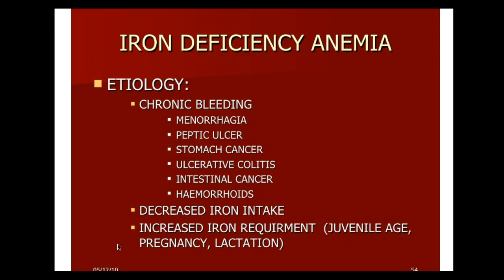GI bleed is the other most common reason. So ulcers, stomach cancer, because think about that. You can have some erosion, you're bleeding. Ulcerative colitis, intestinal cancer, hemorrhage. So these all are from the GI. Decreased iron intake. We don't see it too much in this country, but we see this a lot over in underdeveloped countries. Also, increased iron requirements are needed for children, pregnancy, and breastfeeding.